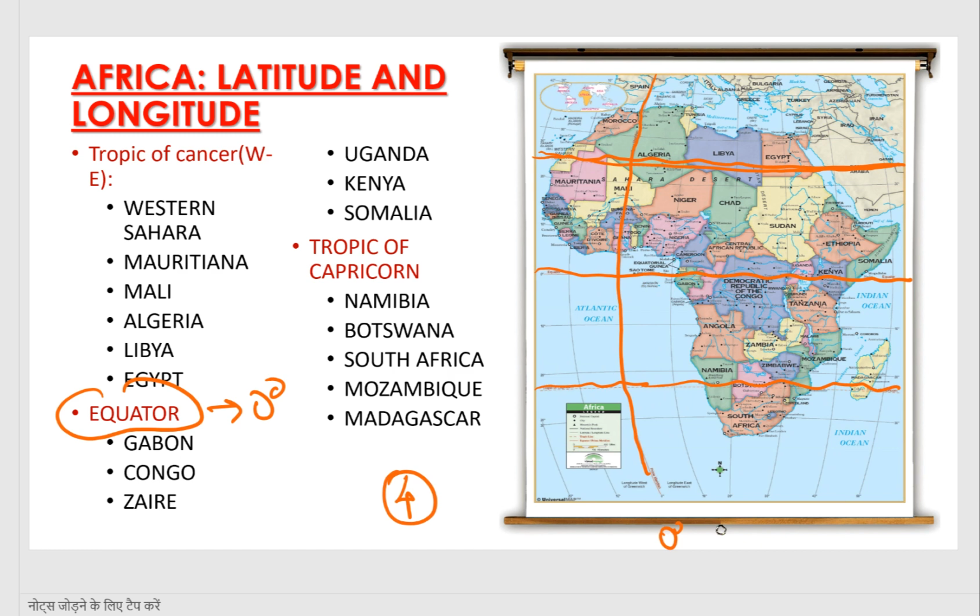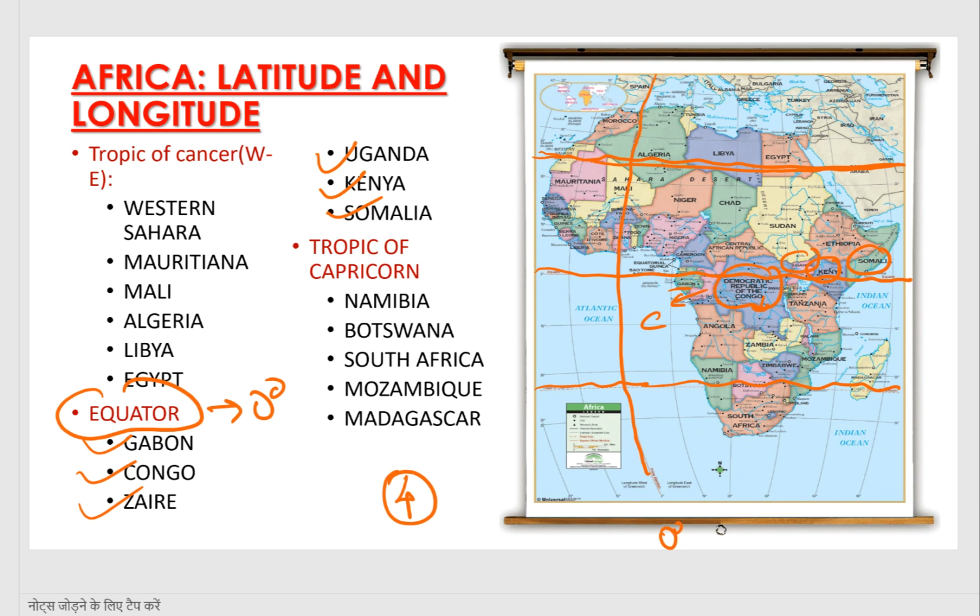And if we see in detail the countries they are cutting across, first, the equator cuts across the countries of Gabon, Congo, Zaire. I repeat, Gabon, Congo, Zaire, which is also referred to as Democratic Republic of Congo. Next, Uganda, Kenya and Somalia. So 6 countries all in all, the equator is cutting across.